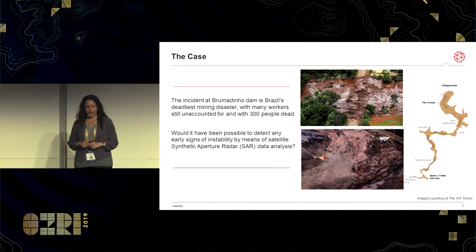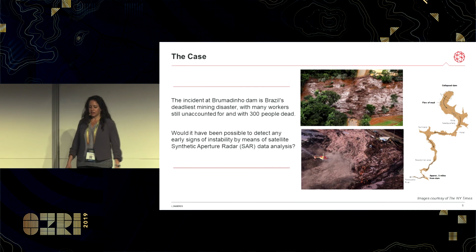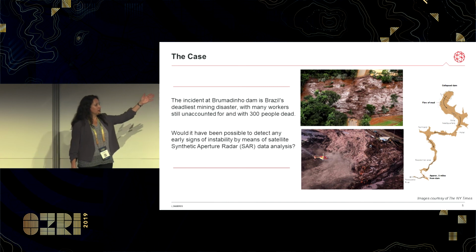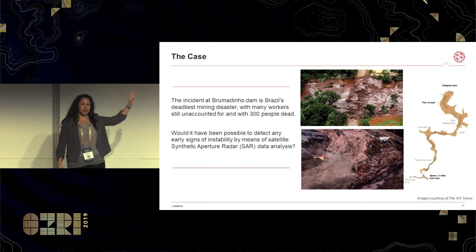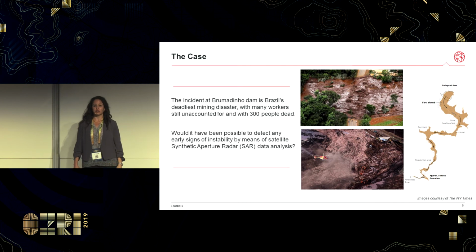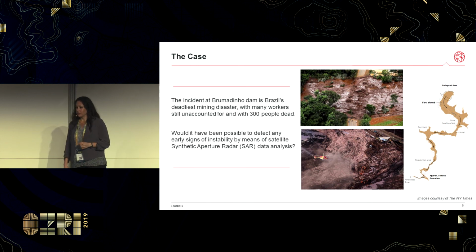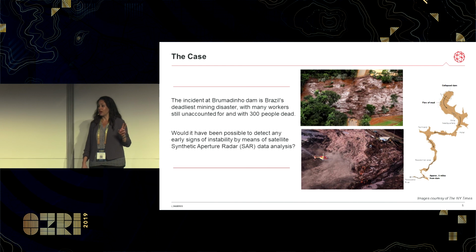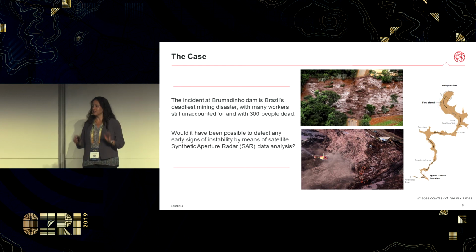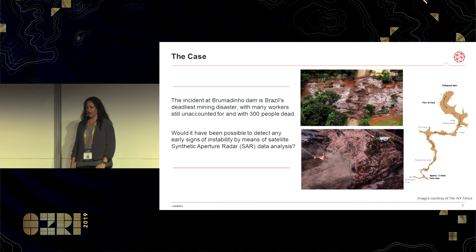Would it have been possible to detect any of these early signs of instability using synthetic aperture radar, or SAR, data for this type of analysis? On the right, you can see the location of the dam and the extent of where it flowed. Not only did 12 million cubic meters of tailings get released and over 300 kilometers of river get exposed, but it also went through 4 different states in Brazil, and all that material went through 2 hydroelectric dams as well. The extent of the devastation across this area was very dramatic.